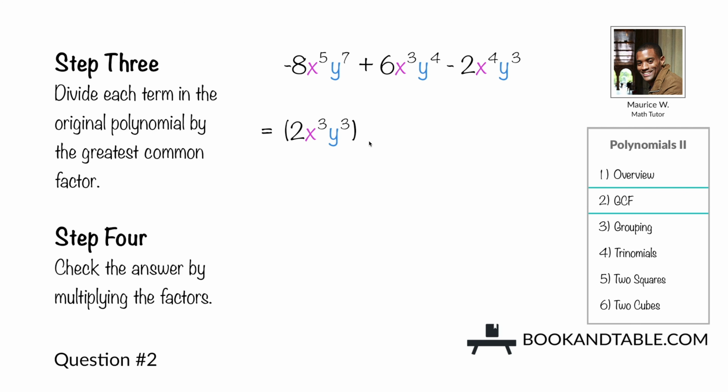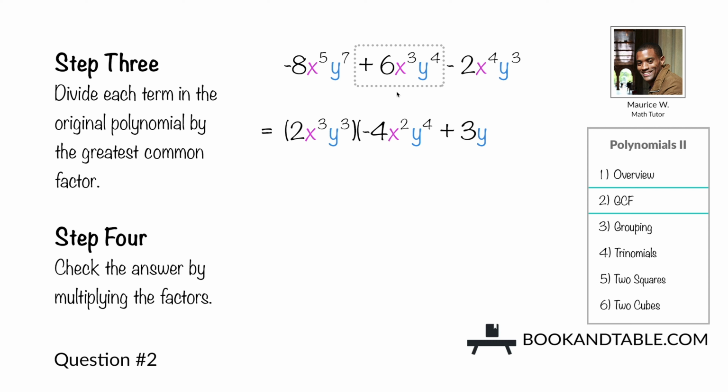And now to figure out the second factor, we want to divide each term in the original polynomial by the greatest common factor, 2x cubed y cubed. And when we do so, we get -8 divided by 2, which is -4. X to the 5th divided by x cubed is x squared. 5 minus 3 gives us 2. And y to the 7th divided by y to the 3rd gives us 7 minus 3, which is y to the 4th.